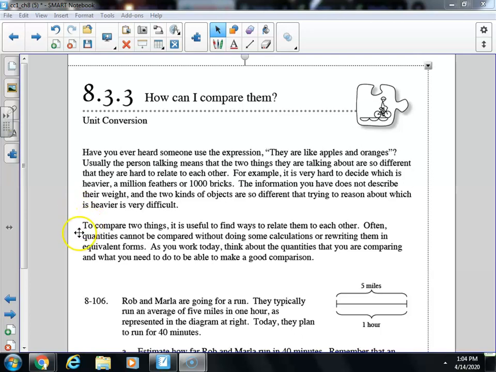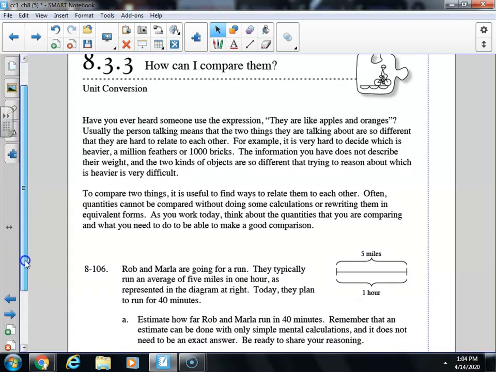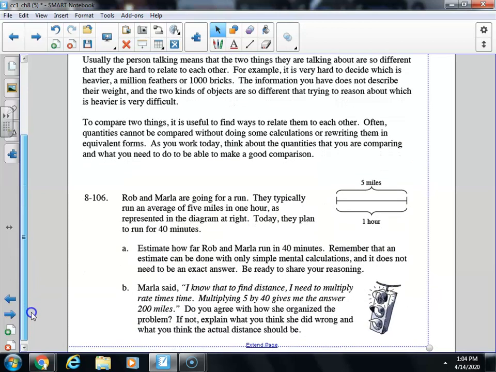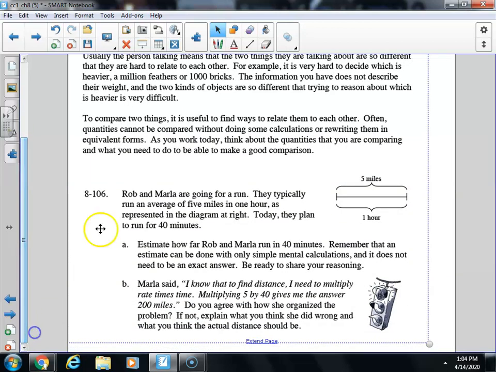To compare two things, it is useful to find ways to relate them to each other. Often, quantities cannot be compared without doing some calculations or rewriting them in equivalent forms. As you work today, think about the quantities that you are comparing and what you need to do to be able to make a good comparison.